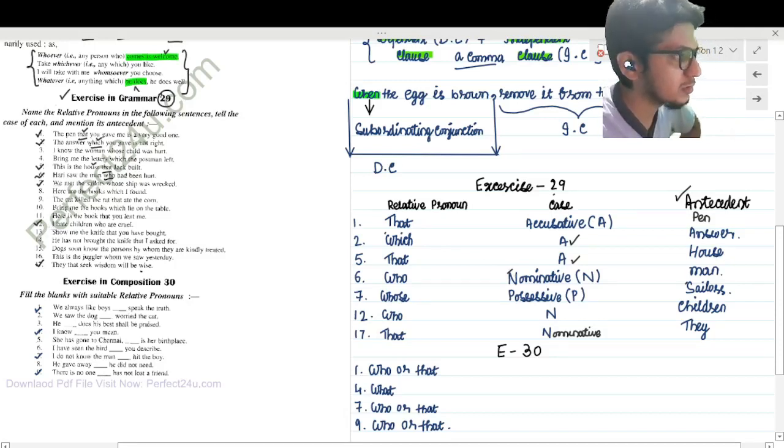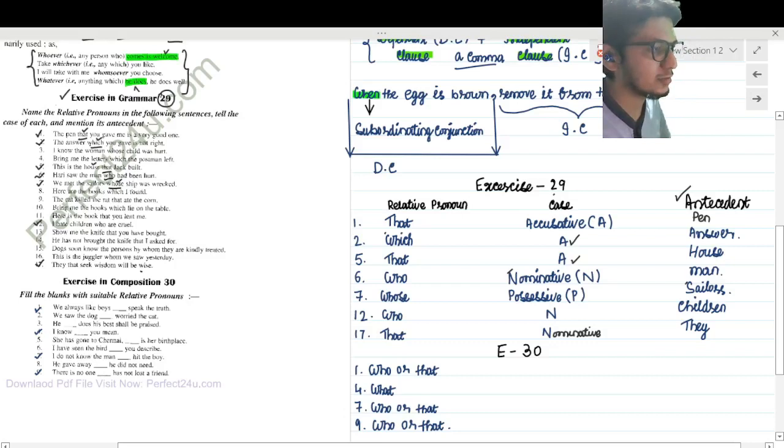Question number 7. We meet the sailor whose ship was wrecked. Here, whose is the relative pronoun and sailor is the antecedent, and it is in possessive case.